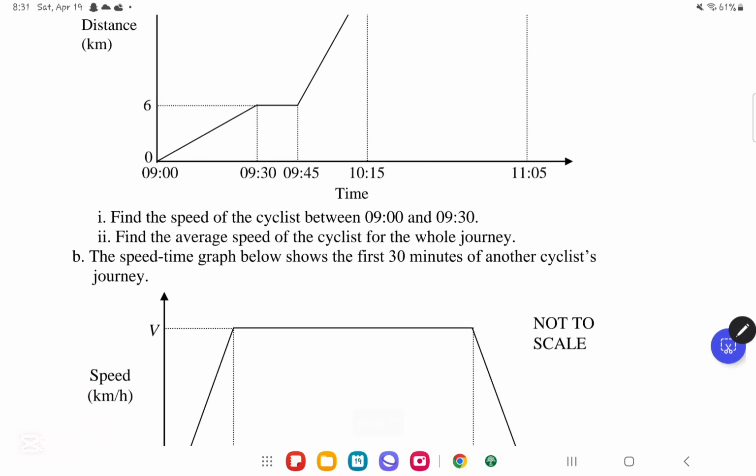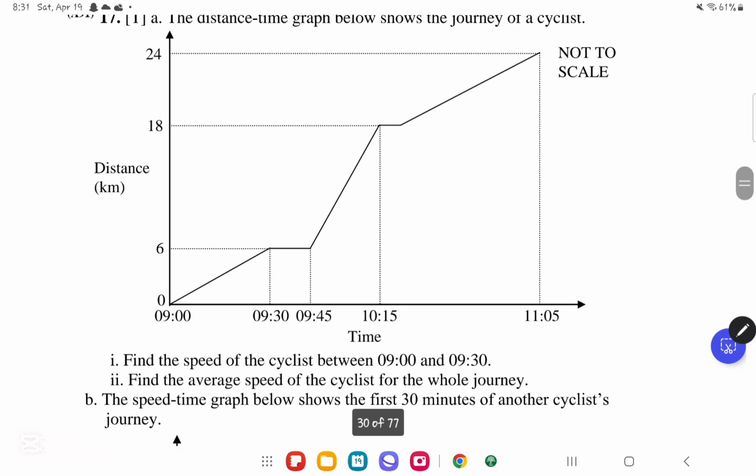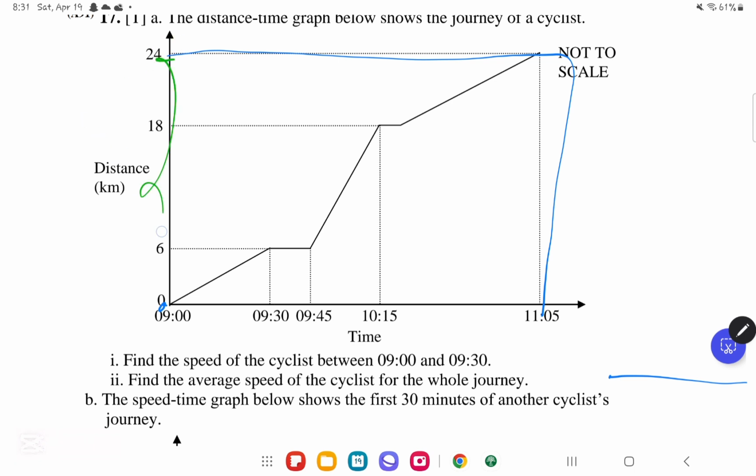Find the average speed of the cyclist for the whole journey. Okay, so how to do this? How do we find the average speed of the cyclist for the whole journey? We're going to take the final point, which is 11:05, 24, and then the initial point, which is 9, 0. Okay, now we're going to do what? We're going to do the distance over time. So what is the difference of distance? It was 24 and 0. So the difference in distance is 24 minus 0, which is 24.